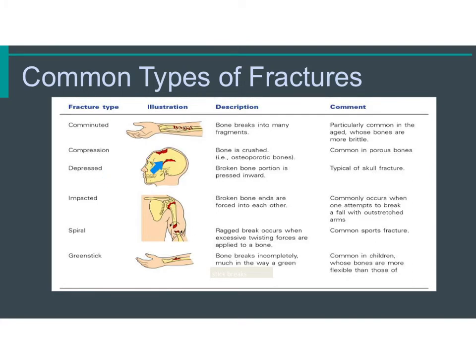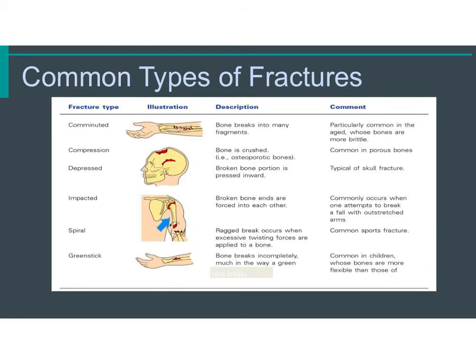A depressed fracture is where the bone gets pushed inwards. So a depressed skull fracture would be one in which the skull is indented. An impacted fracture is where the bone ends get jammed together. So that's common if a person's falling and they put out their arms, right? That force of hitting the ground can cause a bone to break, but then jam the ends together.